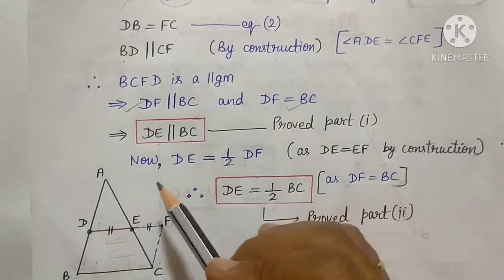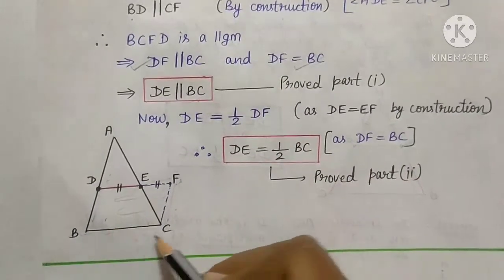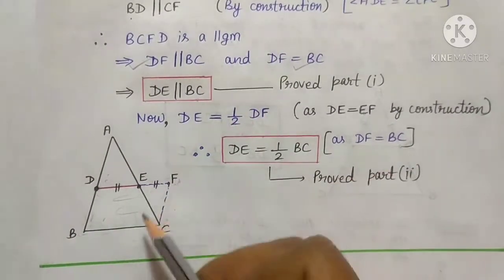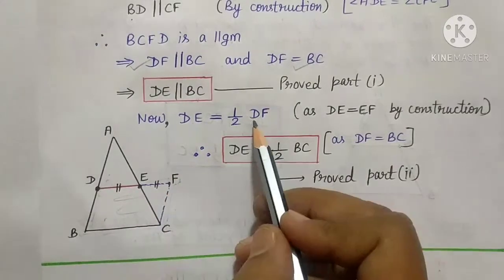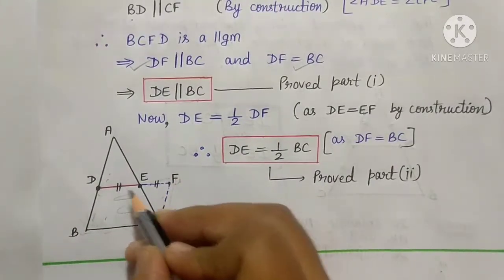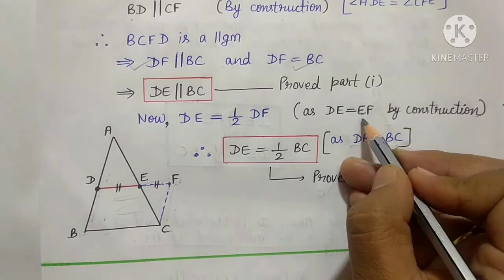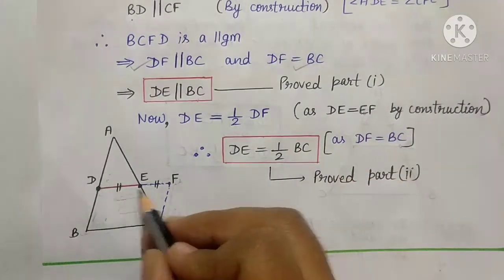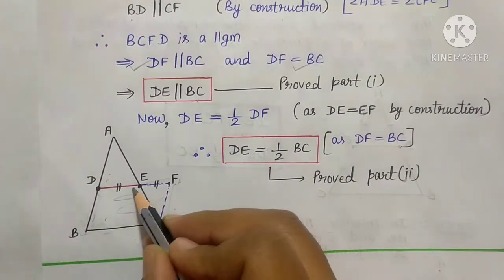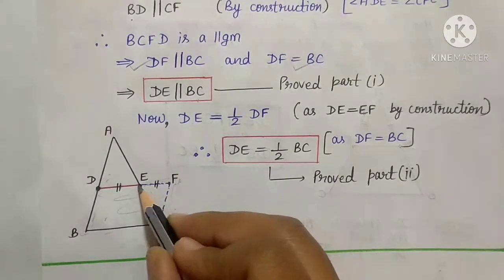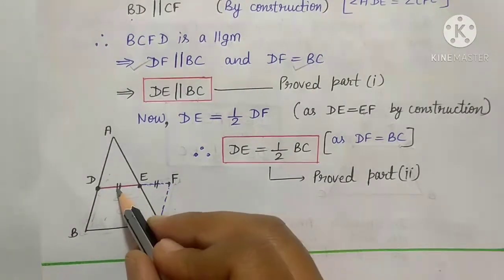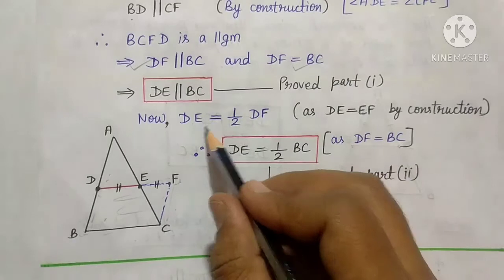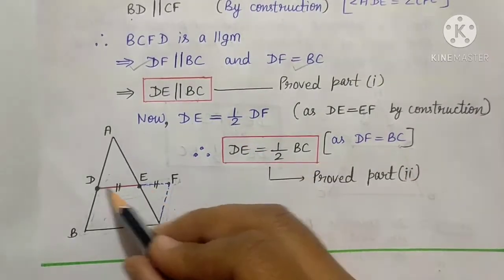Part 2, we have to prove that this DE is half of this BC. So now just check here. DE is already what? Half of DF. Why? Because this DE equals EF by construction only. These two lines are equal. So we can say DE is half of DF, or we can say EF is half of DF, but we need DE, so we are saying okay, DE is half of DF.